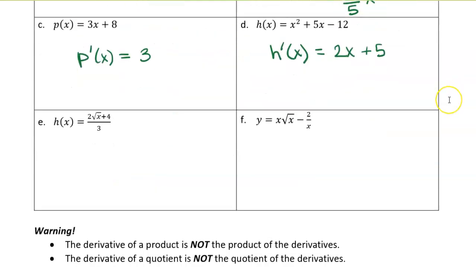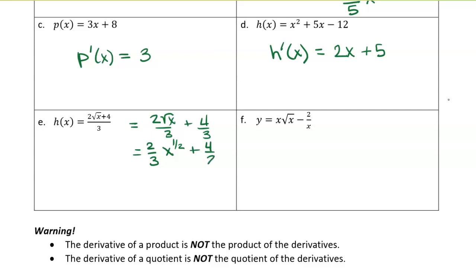All right, got a couple more here. Now sometimes we have to rewrite these. So I'm going to rewrite this as 2/3. Whoops, not 1/3. So I'm going to have 2 square root of x over 3 plus 4 over 3, right? You can think of that as being 1/3 times that whole quantity in the numerator. All right, so the coefficient on the square root of x is 2/3. And then this is x to the 1/2 plus 4/3.